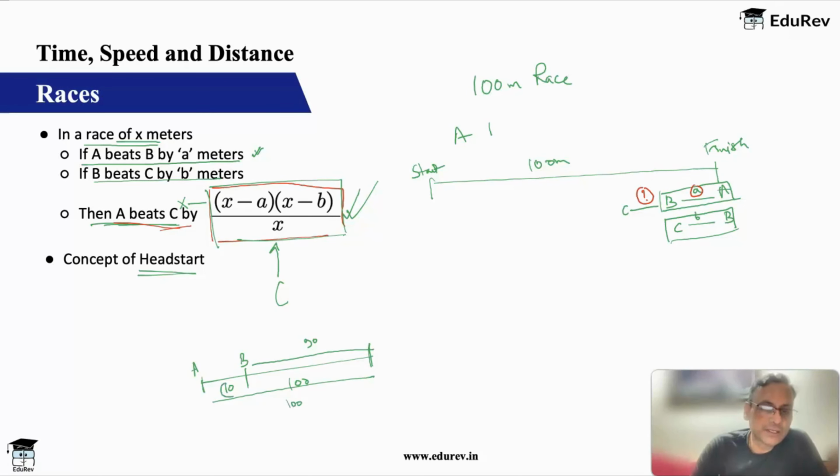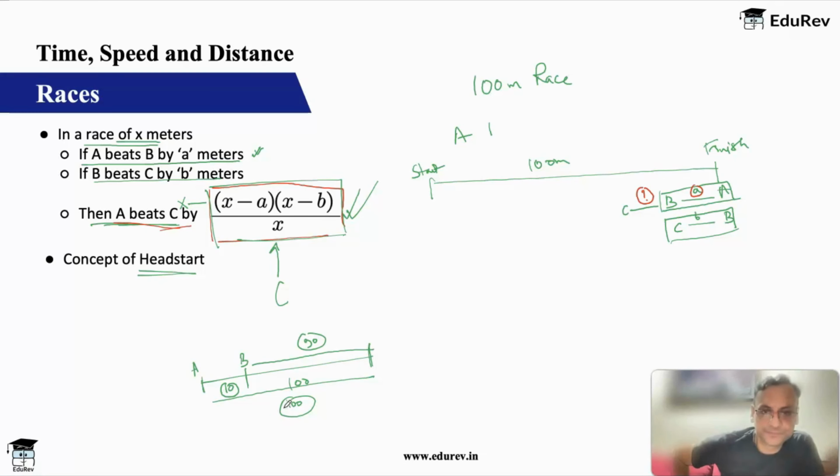Okay. They both will start running at the same time, but B has to cover only 90 meters. A has to cover only 100 meters. So A has given a head start to B because B is ahead. Okay, so that's a small concept. We'll use it in a couple of questions and understand this better.